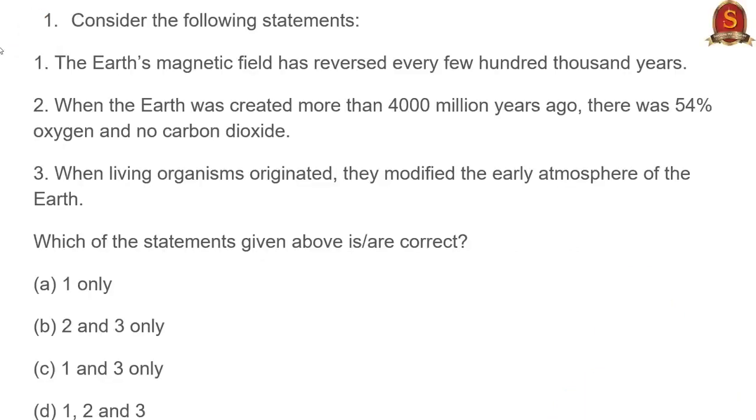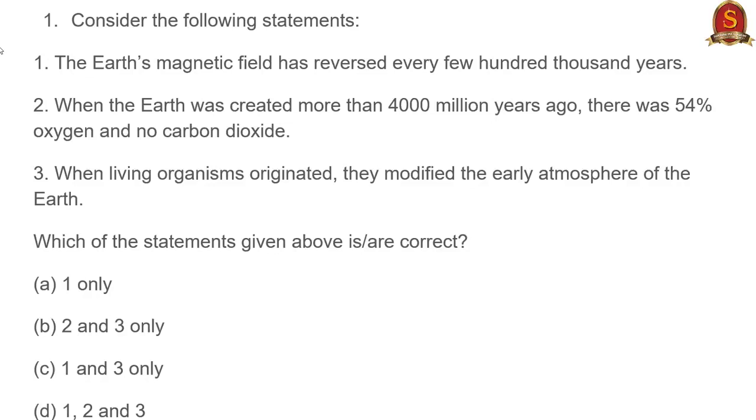So consider the following statements. The Earth's magnetic field has reversed every few hundred thousand years. Now kindly note, when you have a 2-statement or a 3-statement question, or at times in terms of match the following, you can have maybe 4 or 5 statements. In those situations, it is better if you could start from statement 3 or statement 4. The reason being that when you start from the 4th or 3rd statement, there is more possibility in which you can eliminate your options. So we'll start from statement 3.